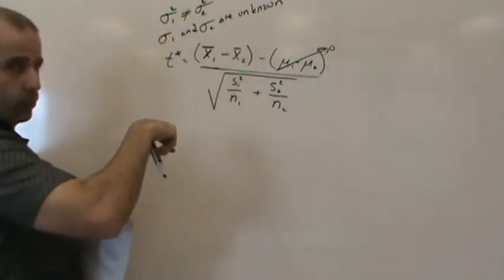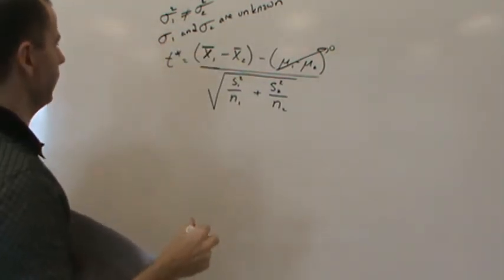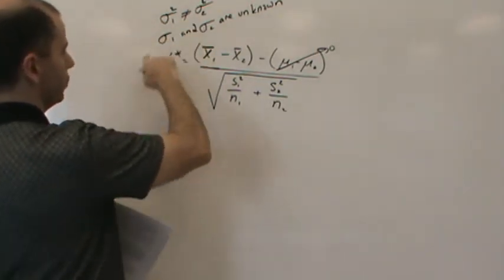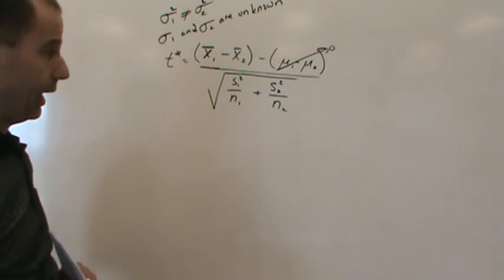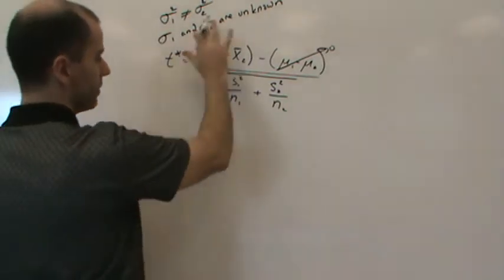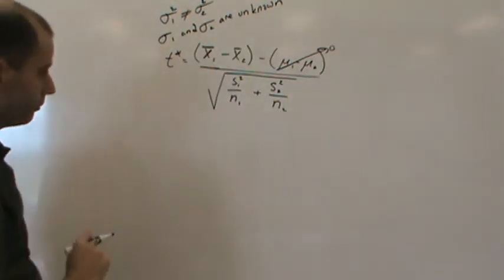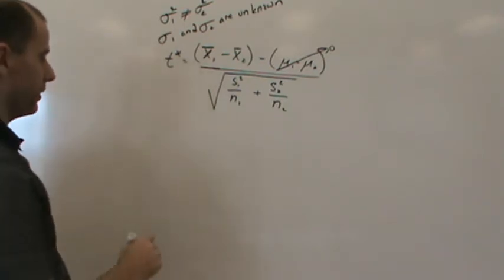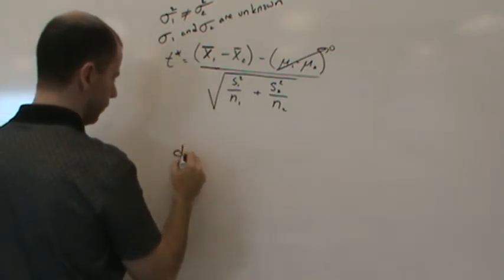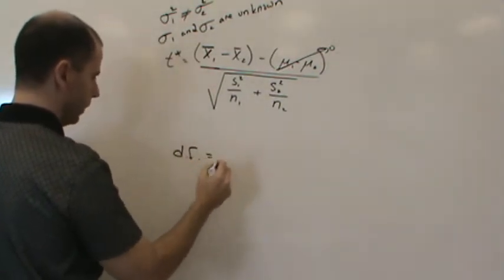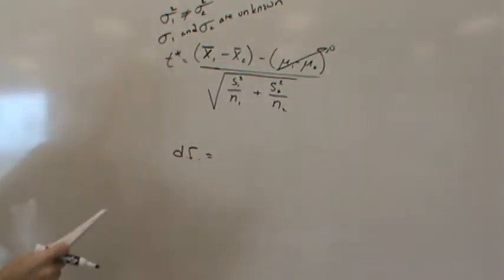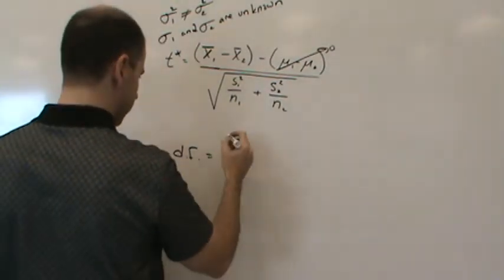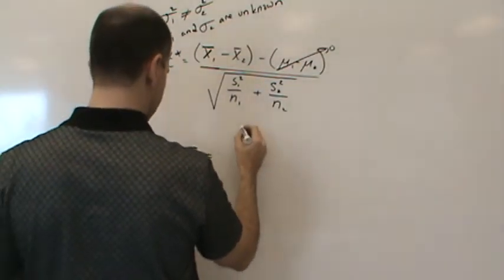I just wanted to make sure I wasn't writing off the board so you could see. Sigma 1 is not equal to sigma 2. That's our assumption. In that case, this is the calculation we would need to use for the test statistic, and the degrees of freedom calculation is a pretty complicated one. The formula is this.